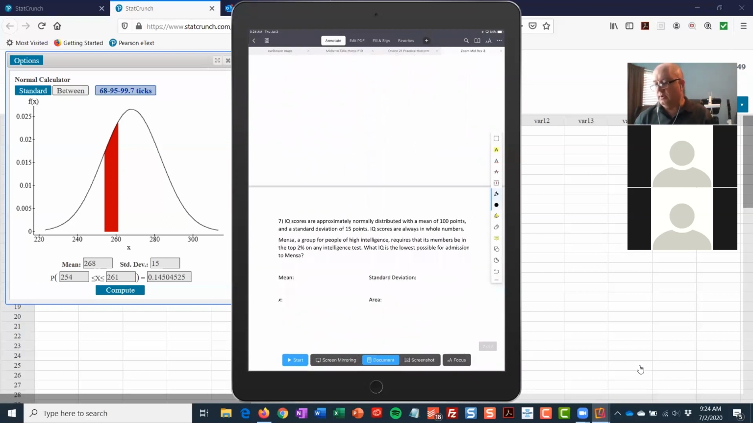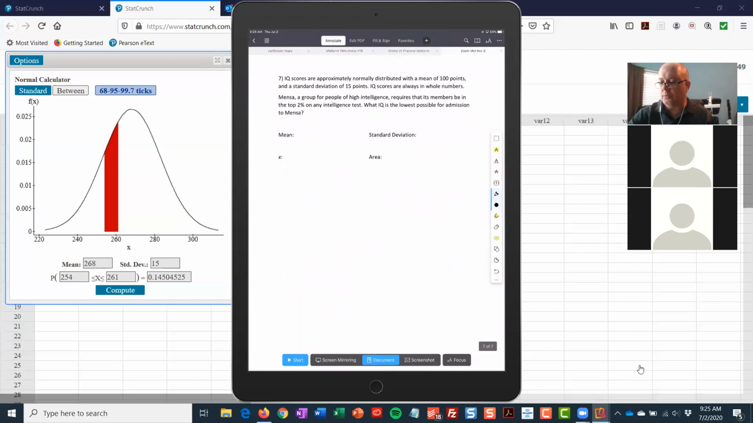Now, the last one is what I call a reverse normal problem. And I choose that phrase because we're kind of working backwards. Instead of being given a value and looking for a probability, I'm going to give you a probability and ask you to work backwards to the value. At first glance, it looks like a regular normal distribution problem, approximately normally distributed. I have a mean and a standard deviation of 100 and 15 respectively.